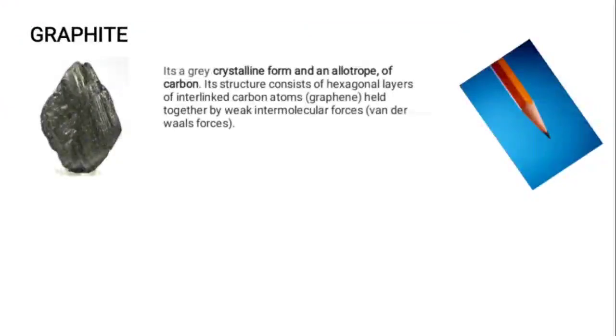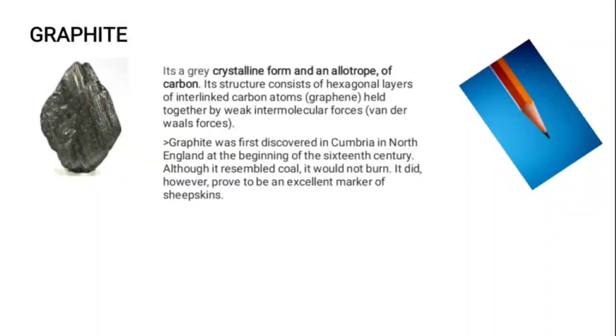The first allotrope of carbon I'm going to talk about is graphite. Graphite is gray in color and it has a crystalline shape or form. Its structure consists of hexagonal layers of interlinked carbon atoms, which are known as graphene, held together by weak intermolecular forces, which is van der Waals forces.